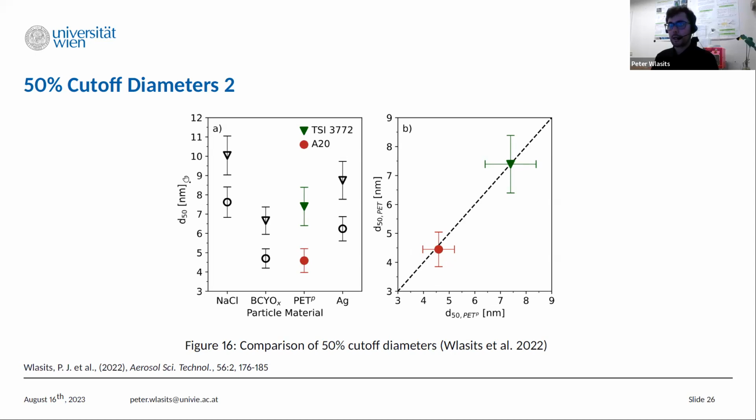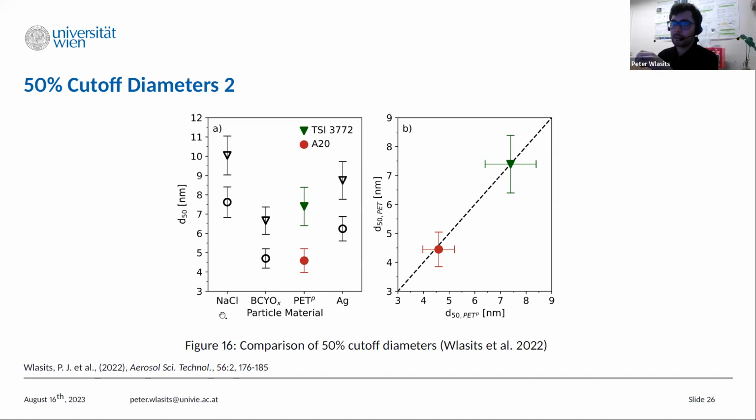Figure 16a now shows a comparison of these 50% cutoff diameters with previous measurements that I've done some time ago. And this plot shows on the x-axis different seed particle materials that we've been using. So sodium chloride, oxidized beta-caryophyllene, then we have the higher purity PET from these measurements, and silver. And on the y-axis we see the 50% cutoff diameter.